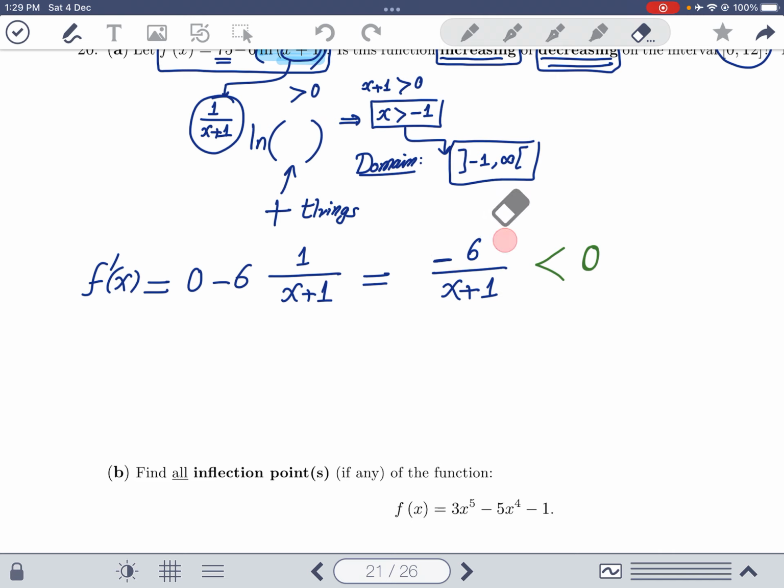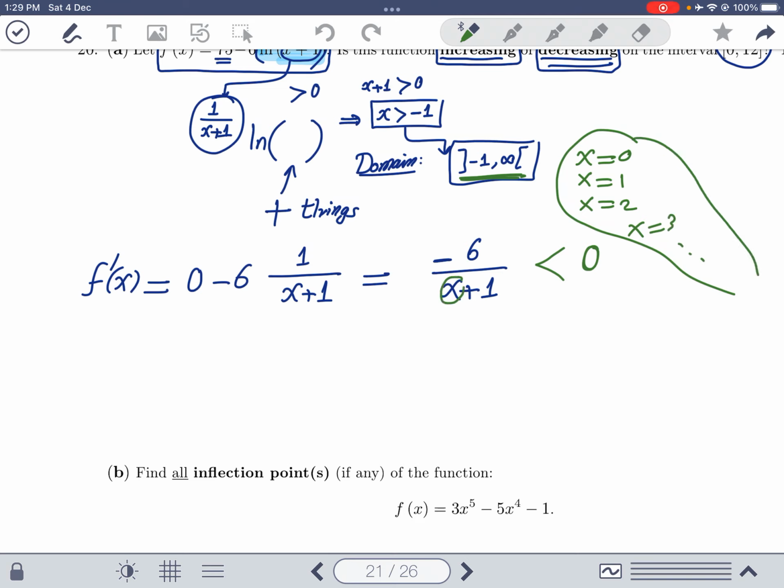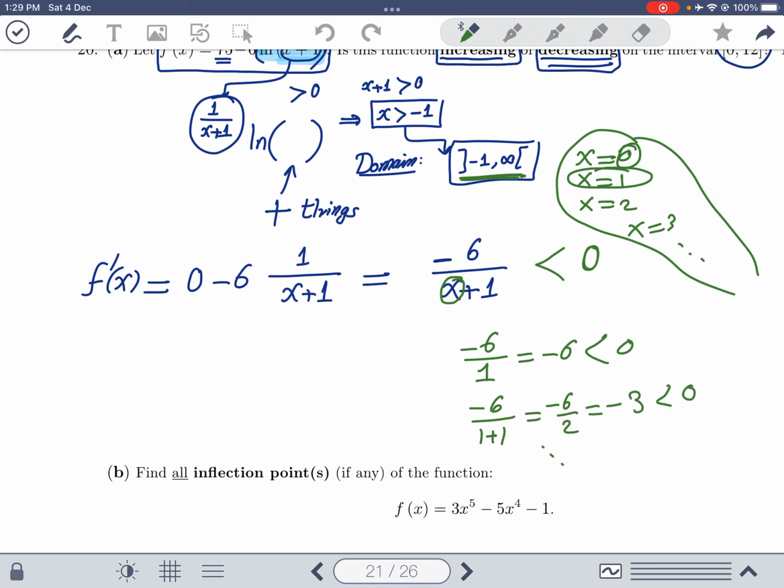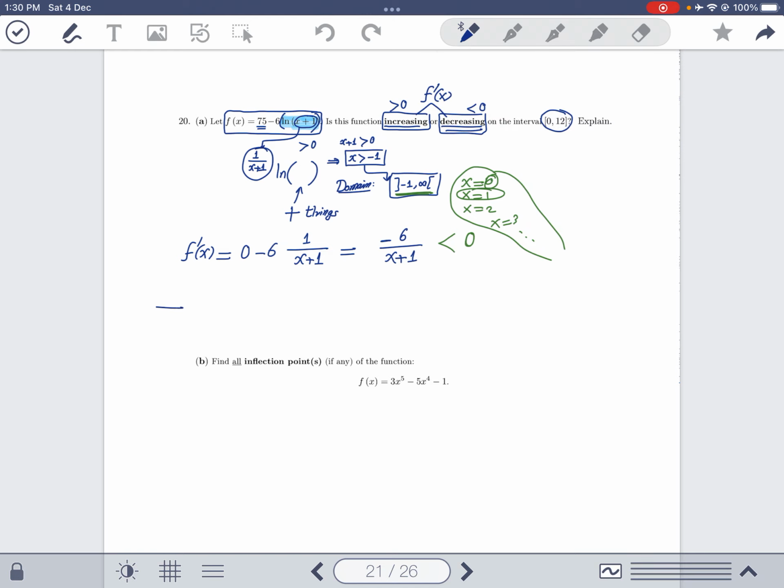Okay? So if you take any x in the domain, for example, x equals 0, or x equals 1, or x equals 2, doesn't matter, x can be anything, 3 and so on, and substitute them in this formula. If you put 0, for example, you'll have minus 6 over 0 plus 1, which is negative. If you put 1 in the formula, you'll get minus 6 over 1 plus 1, which is minus 6 over 2, which is minus 3, also negative. What I'm trying to tell you is that all of them will be negative for any x that you put, as long as x is in the domain. So this is a negative derivative all the time.